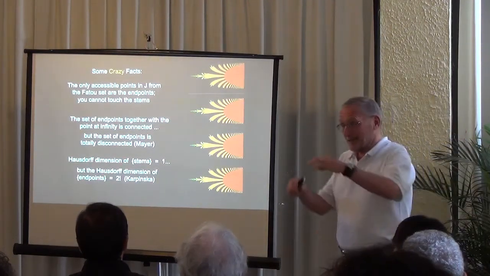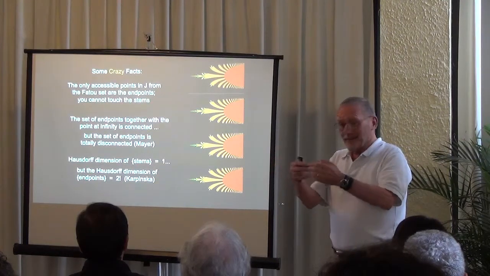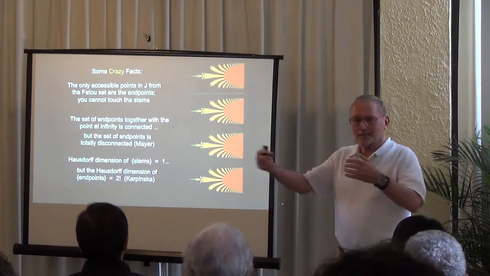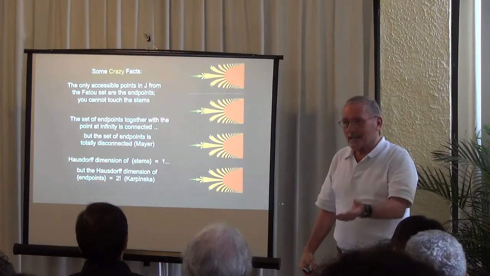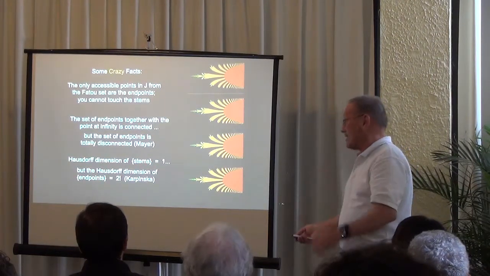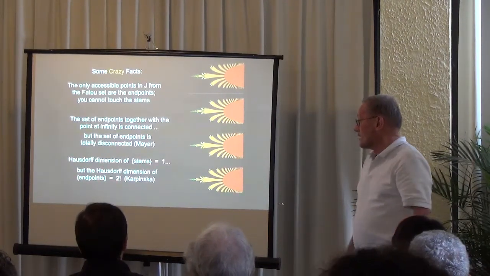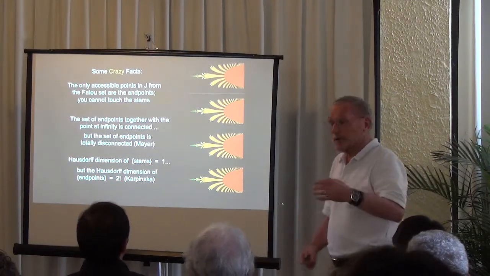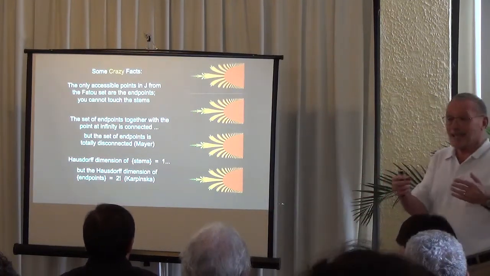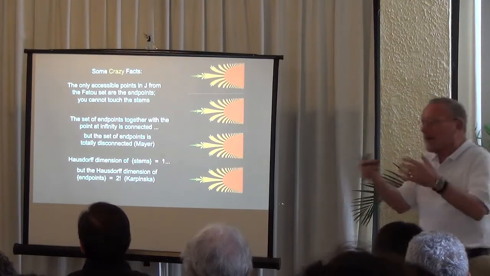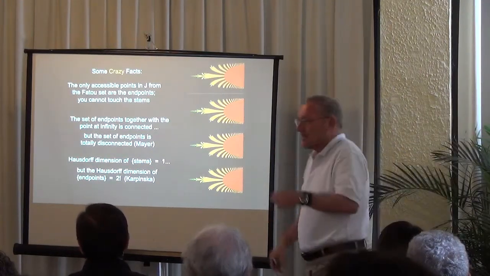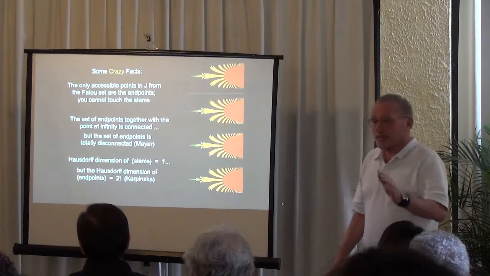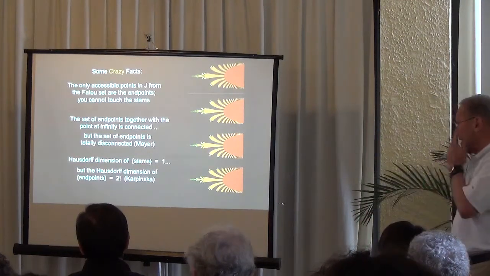Think about that. You've got this set of endpoints and this much larger set of stems, but the set of endpoints is really much larger. It has Hausdorff dimension two, as opposed to the stems, which is much smaller. So everything you think you know about this simple collection of curves is just totally wrong. It's really a crazy set.